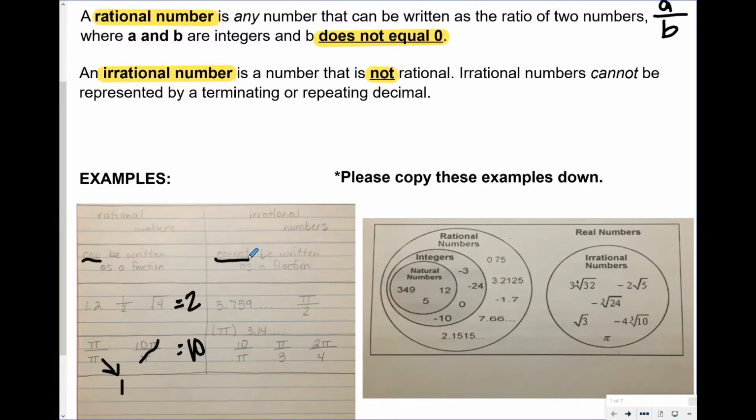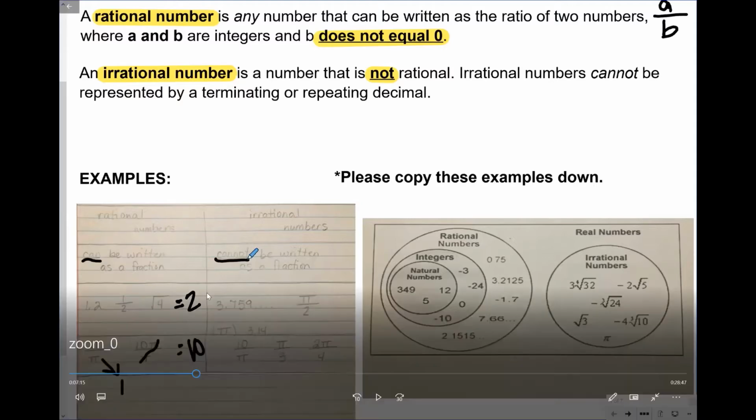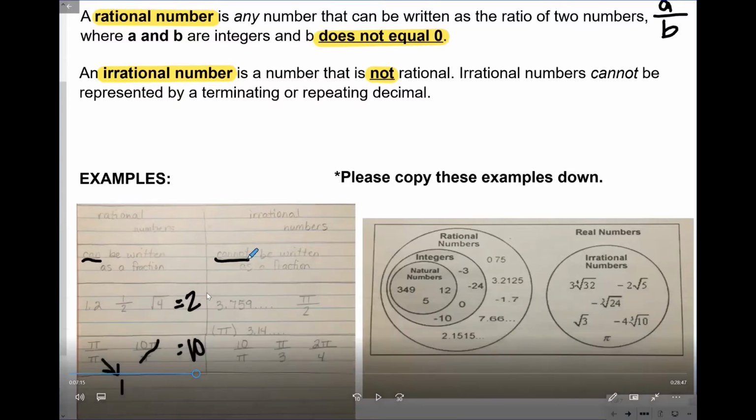Then I have parentheses pi, which is 3.4, and over here 3.4, and so on. That's not a whole number, so that's irrational. Then at the bottom, I got 10 over pi, which gives you a decimal. Pi over 3 gives you a decimal. 2 pi over 4 gets you a decimal. So if it gets you a decimal, it's not rational. You automatically know that it's an irrational number because it is not a whole number.